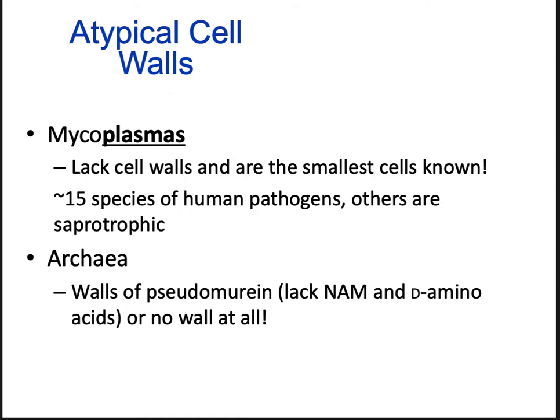All right, next we have mycoplasmas. There are some of the smallest cells known to Earth, and they lack cell walls, and that's what we call mycoplasmas. Not a whole lot of bacteria in this group. We have about 15 species that cause human disease.